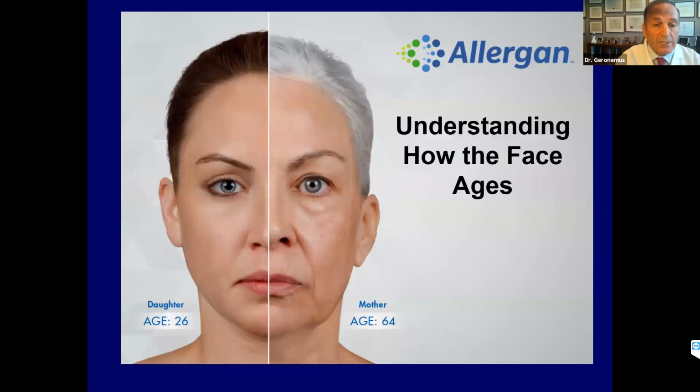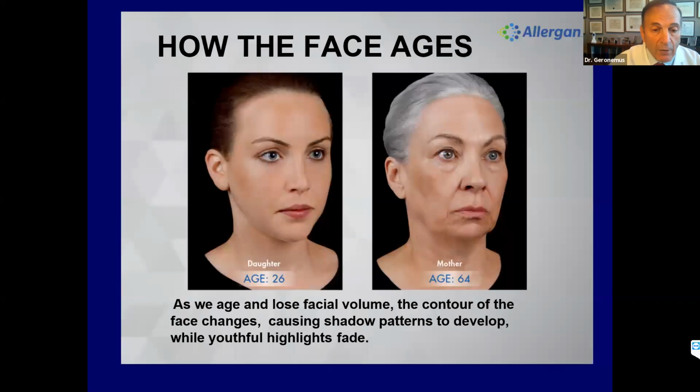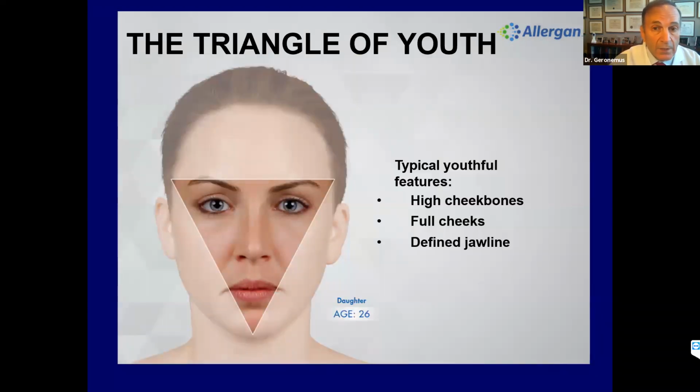And if you see the split screen here, you can see the daughter at age 26 on one side and the mother at age 64 on the other. So what's happening here over time? As you age, you lose facial volume, the contour of your face changes, and you see shadow patterns beginning to develop while youthful highlights and skin tone begin to change. So there is this triangle of youth that we like to address and use as a model for treatment.